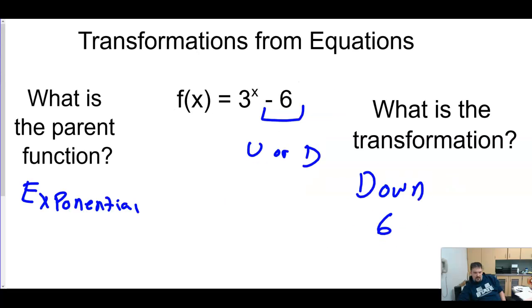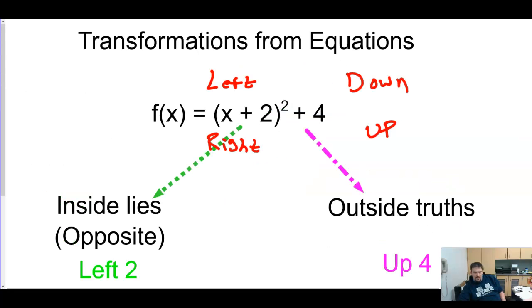So remember, let's go back to this page. The inside lies and tells you whether you're going left or right. The outside tells the truth, and it's telling you whether you're going down or up, based off of these positive or negative symbols.